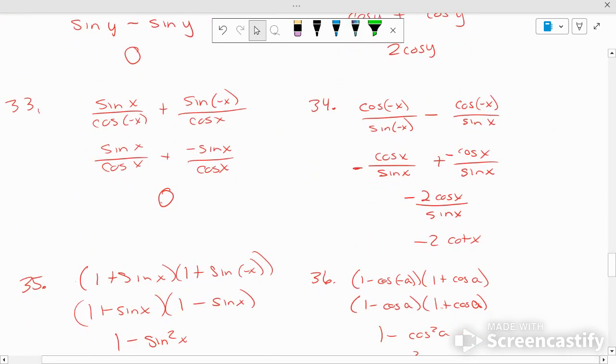33, sine of x over cosine of negative x is sine of x over cosine of x. Sine of negative x over cosine of x is negative sine of x over cosine of x. These are opposites, so they add up to 0.